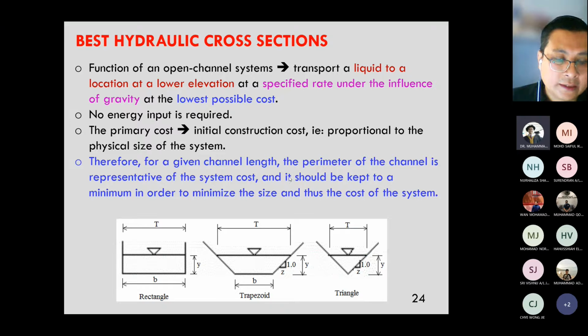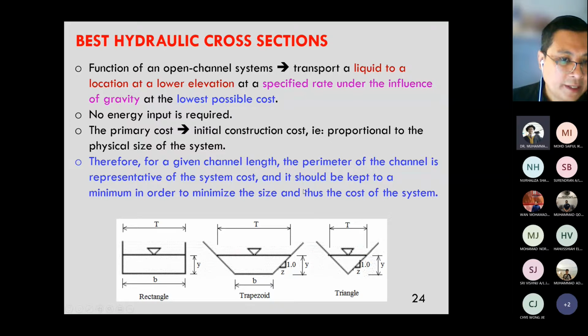Then this will increase the efficiency because we transfer a large number, a big amount of fluid. So that's why we try to transfer by using gravity only. Yeah. So that's why we use an open channel.